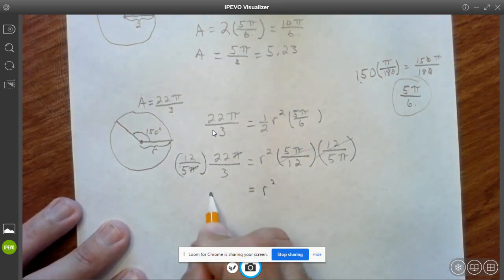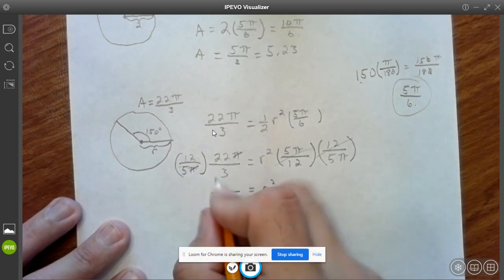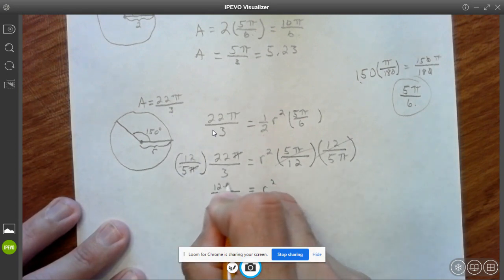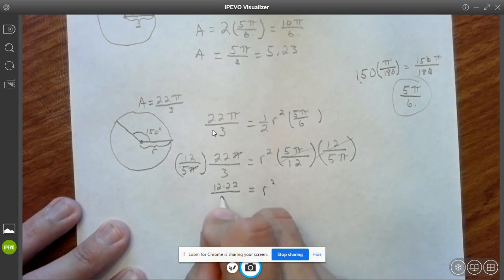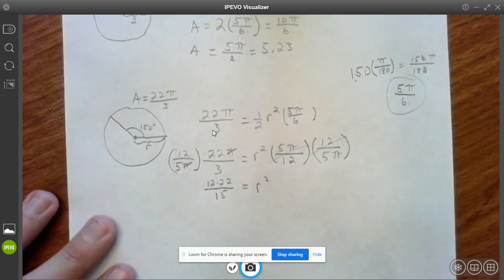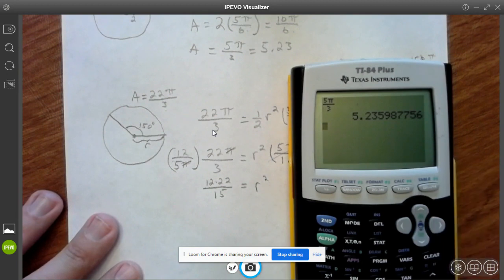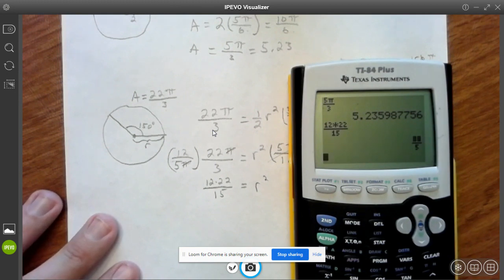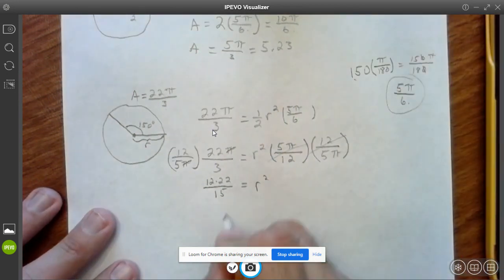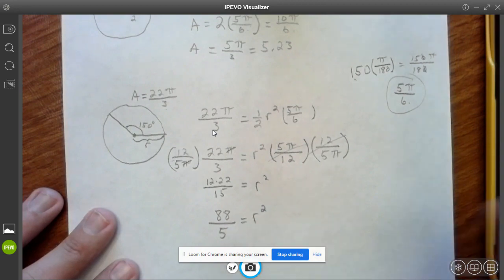Let's see what we have here. 12 times 22, and then 5 times 3, that's 15. Let's just see what that simplifies to. I'll use a calculator here. 12 times 22, and then 15 on the bottom. So we get 88 over 5. And that's equal to r squared.